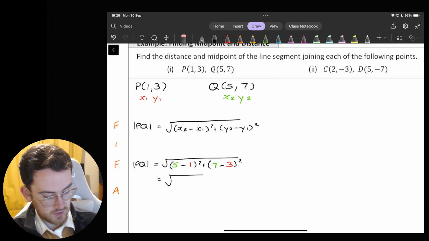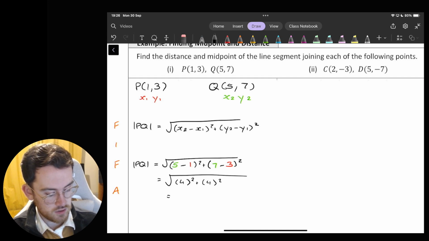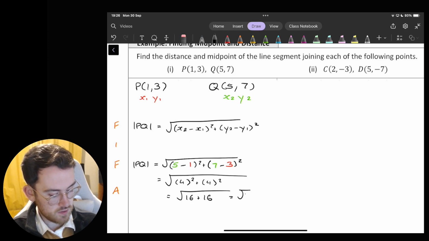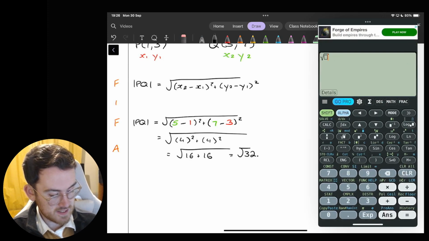And then it's just a matter of doing those smaller sums. So 5 minus 1 is 4, 7 minus 3 is also 4. So we get the square root of 16 plus 16, which is the square root of 32. I could lastly check that on my calculator to see if it simplifies further. And it simplifies to 4 root 2.